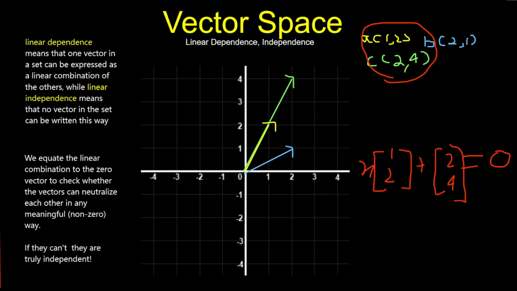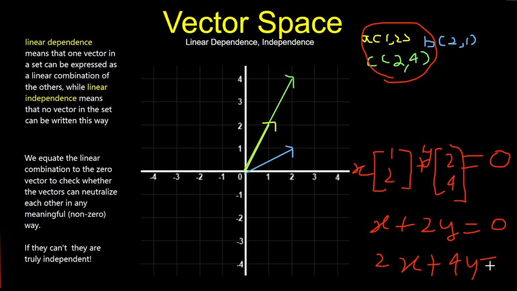So we are solving these two equations and we are finding if there is any solution which is non-zero. So if we solve this, we have x plus 2y equal to 0, and 2x plus 4y equal to 0. So why are we equating this to 0?